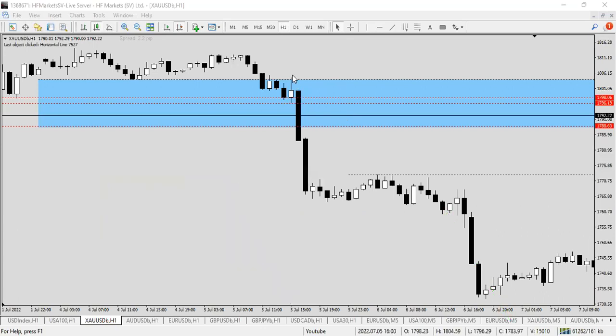So this is the area in which I'm looking for my short to form. Because of this swing high here, I had this candle's high pegged as a likely area that the market could retrace to. Why? It was formed at 9 a.m.